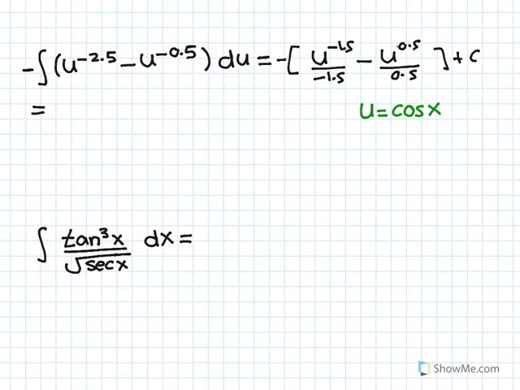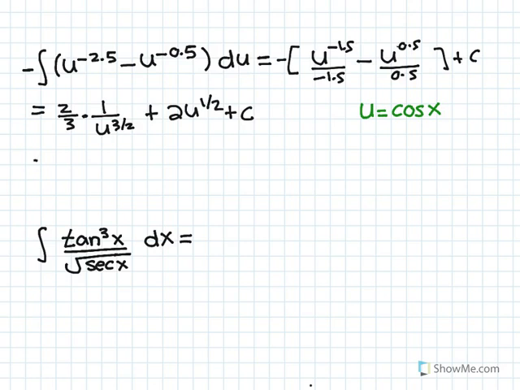Now let's do some algebra. 1 over 1.5 is 1 over 3/2. That's the same as 2/3. And the minuses cancel out. We get 2/3 times 1 over u to the 3/2, plus 2, because 1 over 0.5 is 2. And negative times negative gives us a plus. So we get plus 2 u to the 1/2 plus c. Now let's put u back in.